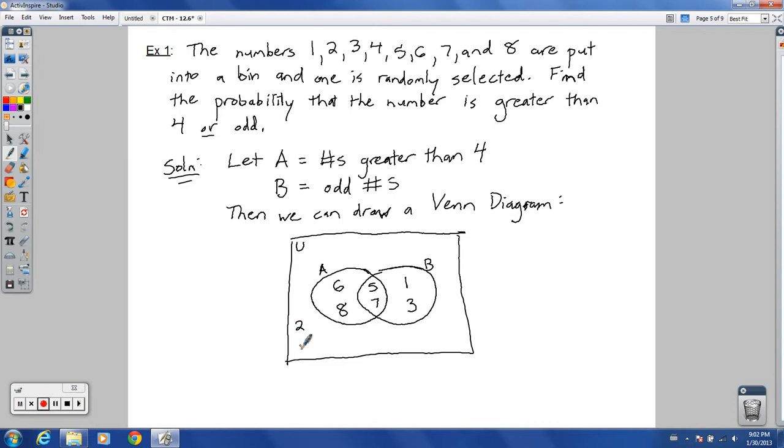So out here, still in the universe, but not in either set, we have 2 and 4. And so from here, now we can use the addition formula, and we're going to refer back to this as a visual. So are you going to have to draw a Venn diagram for every single probability problem? No. Right now, this is just going to be a visual for us to start to understand what's going on with these kinds of problems.